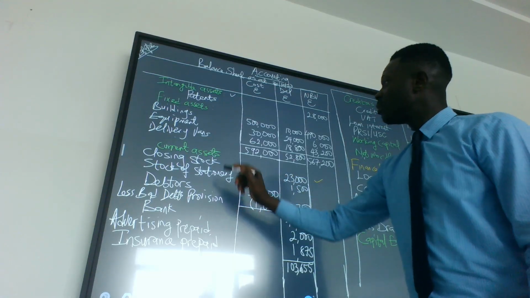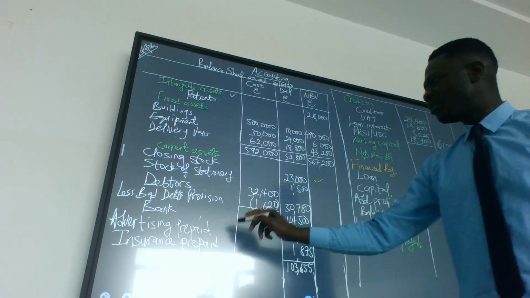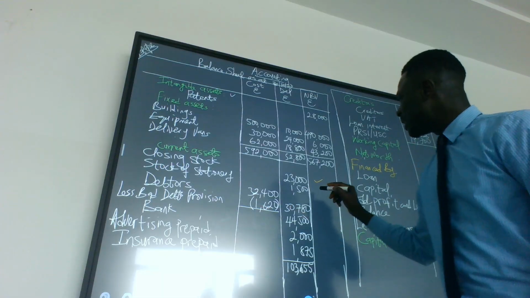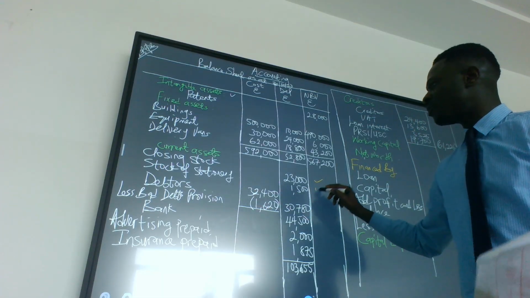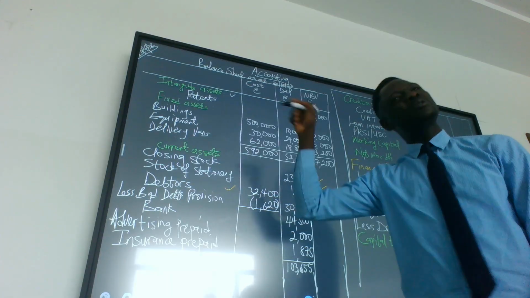Advertising prepaid. Where is it? How do we get it? Okay, through that place anyway. So I think you understand. No, we have to do stationery first. Do we understand stationery? Yeah. Now we have debtors. Let's go back to debtors, sorry.